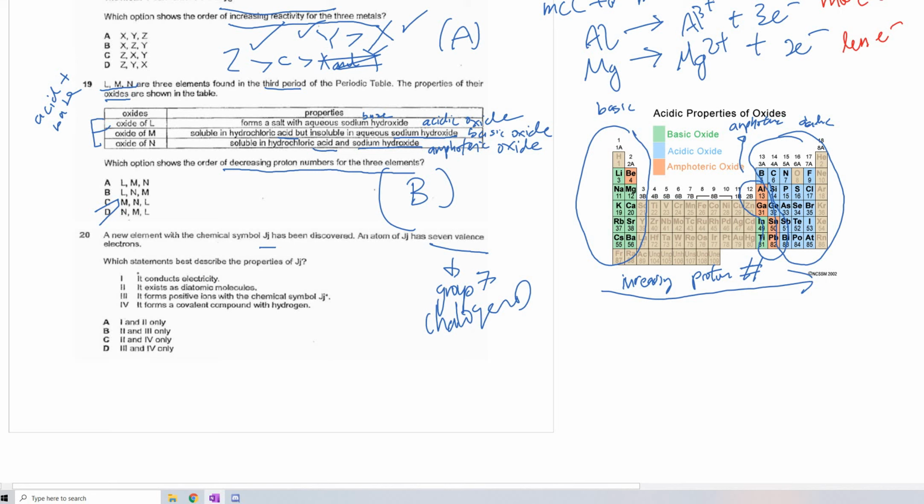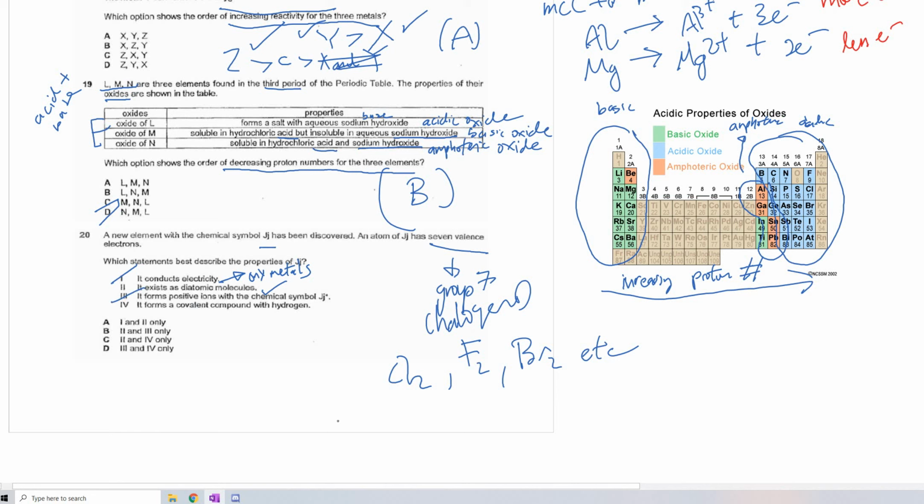It conducts electricity. Straight away, option 1 is incorrect because JJ is a non-metal. Only metals conduct electricity. It exists as a diatomic molecule. Yes, group 7 tends to exist as diatomic molecules. That's why you have your Cl2, F2, Br2, etc. Next, it forms a positive ion. Wrong.